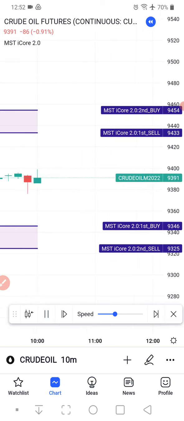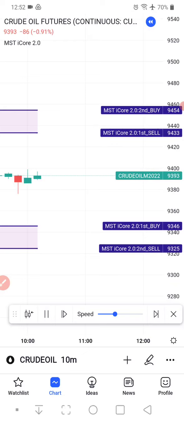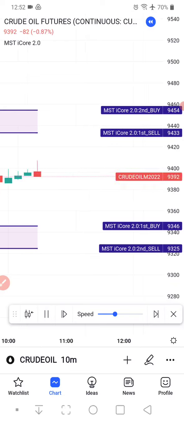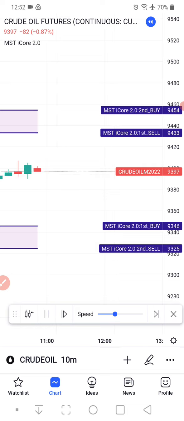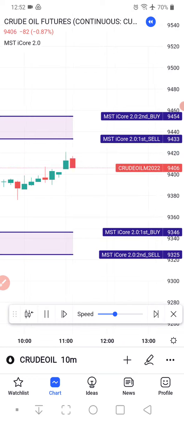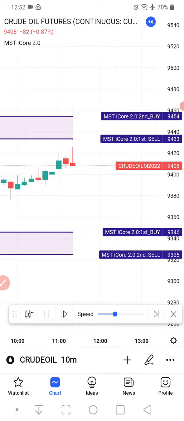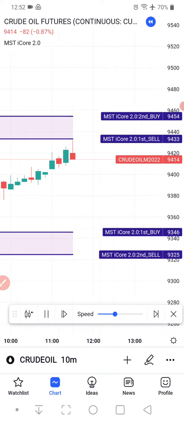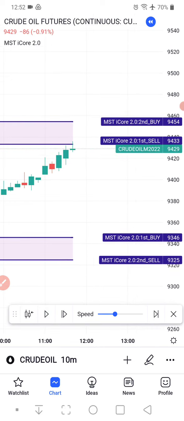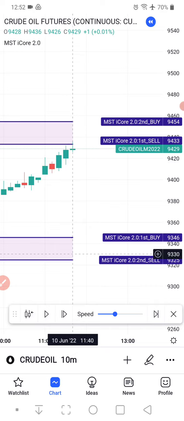So now I am ready with the pending order, that is the 9433 sell entry. I am also ready with the buy entry at 9346. Whichever comes first, that side only I will trade. The other side I will ignore. Don't forget, the other side we have to ignore. Now what is the high made? The high made is 9436 and our entry is 9433. So exactly the sell entry got activated.